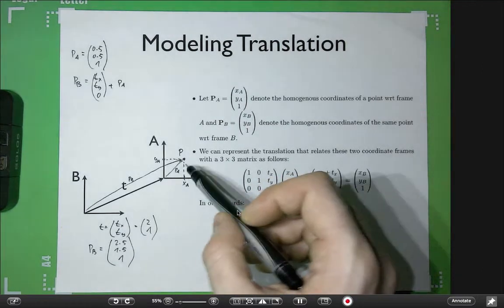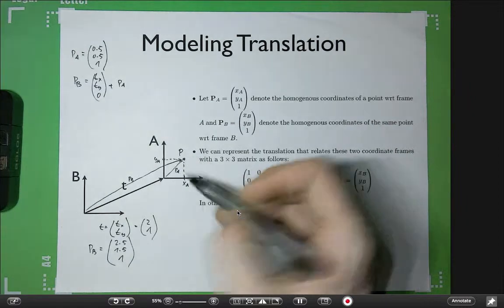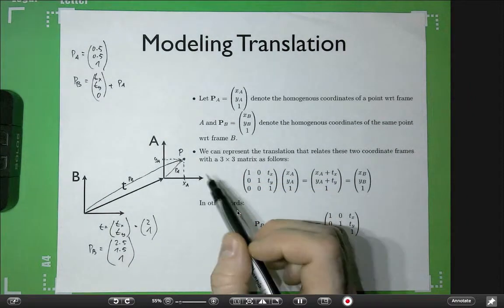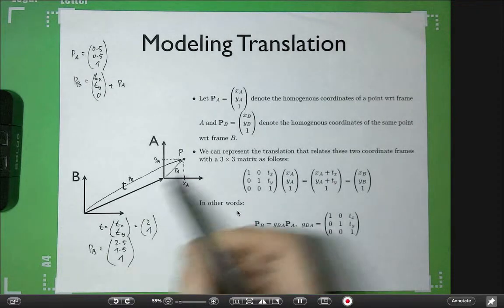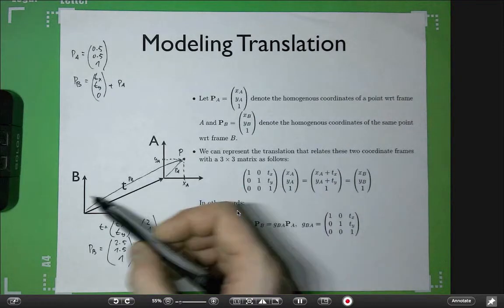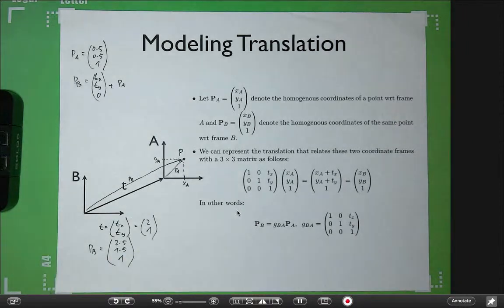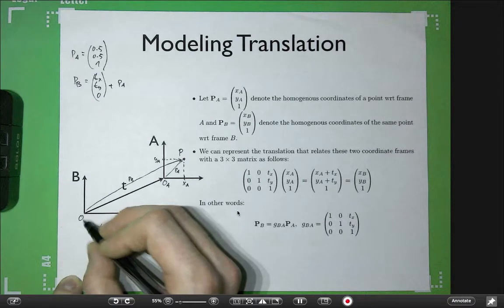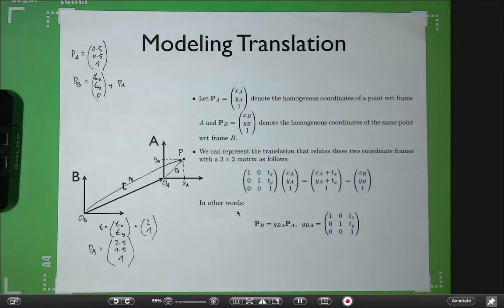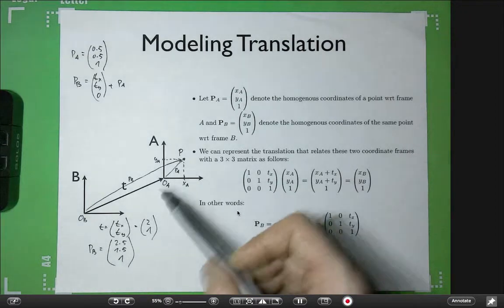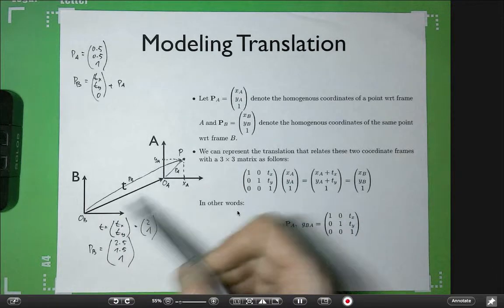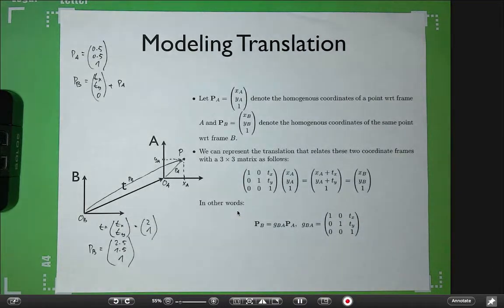Everybody agrees? What I'm trying to do is take the coordinates of point P with respect to coordinate frame A, and figure out the coordinates of the same point with respect to a different coordinate system B. Coordinate system A has some origin OA, and coordinate system B has some origin OB. I have just shown that it's easy to explain just by translation, just by adding this translation vector t.